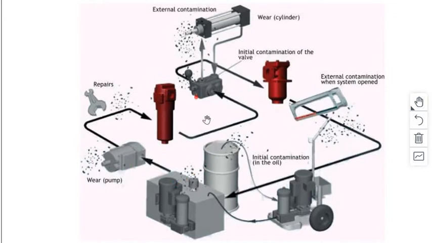And here we've got all those different sources of contamination which take place in a typical system. So number one is initial oil contamination. When the oil comes from the shop, fresh and new, there's contamination there already. How does this contamination get in?